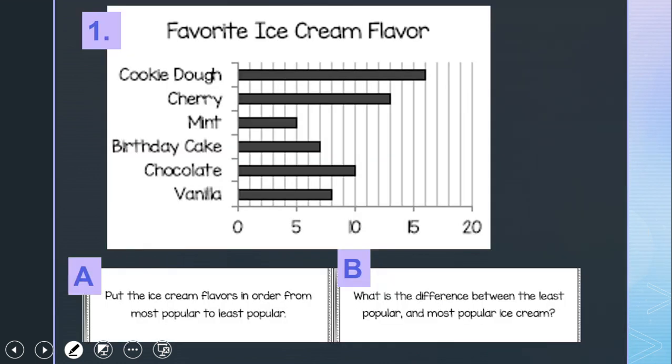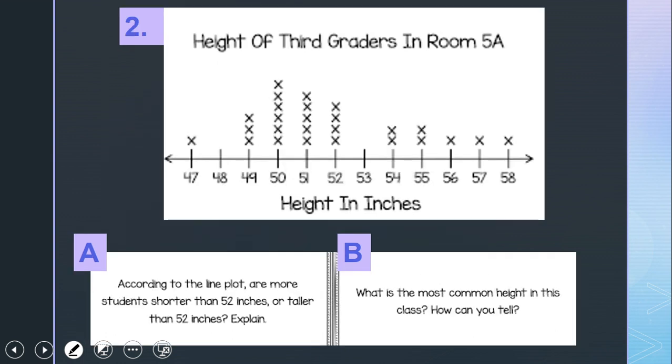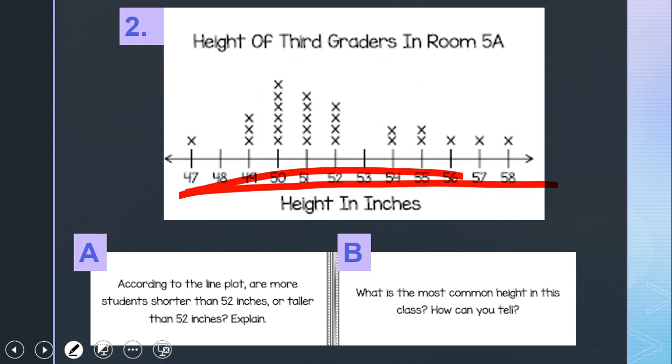So question 1, you're gonna have a look at this bar graph, and you're just gonna answer question A and question B. So you're using the bar graph information to answer those 2 questions, okay? So you can pause the video and answer question 1, A and B. Number 2, you are going to read our line plot graph, and you are going to answer question A and question B. So again, just pause the video and you can answer those.